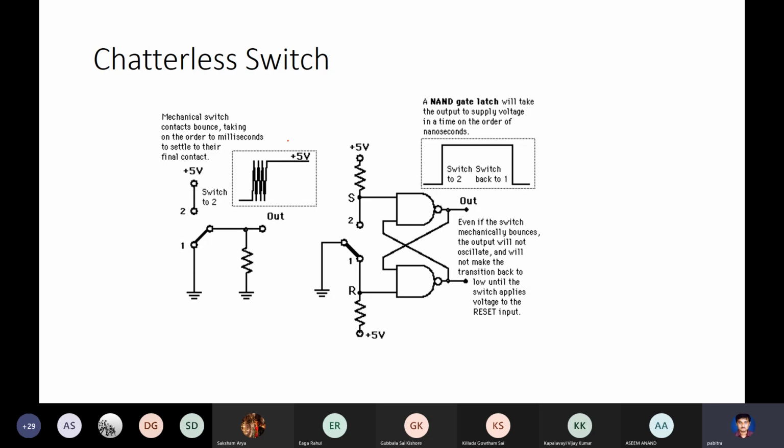These are grounded. So if you connect this, you will see that mechanical switches usually bounce between the 1 and 2 states. Even if you turn it on for a small amount of time, they will bounce.